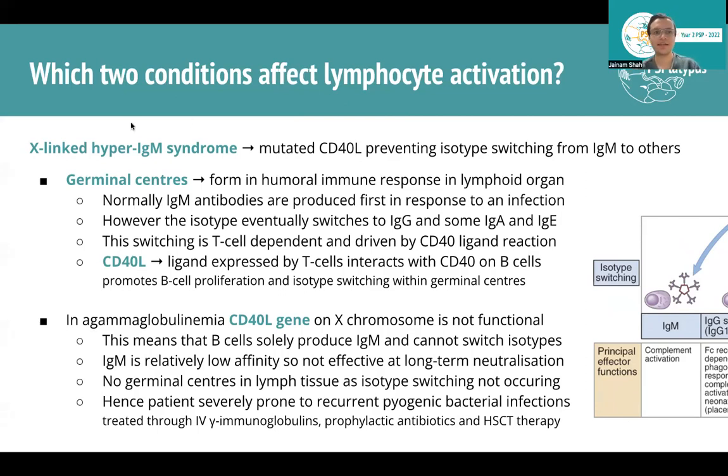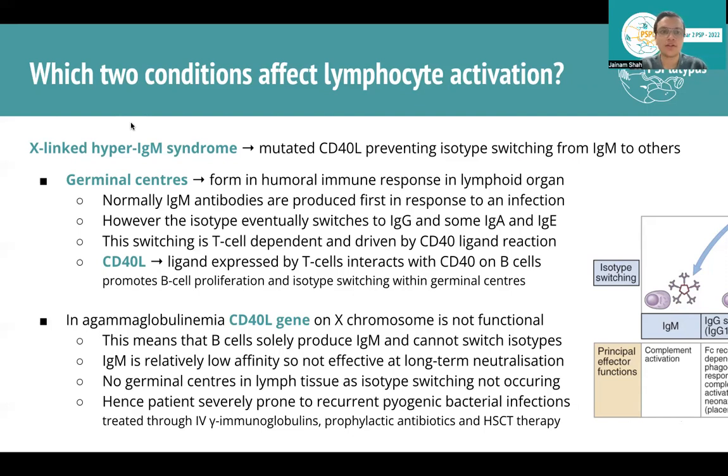So the first one is X-linked hyper-IgM syndrome. And the main thing to remember here is that it is a mutation in CD40L, which prevents isotype switching. So normally what happens is that you have your IgM response, which is the initial response to any pathogen, but then you need to switch to something that's a bit more specialized, right? You switch to IgG, IgE, whatever is required for the specific antigen.